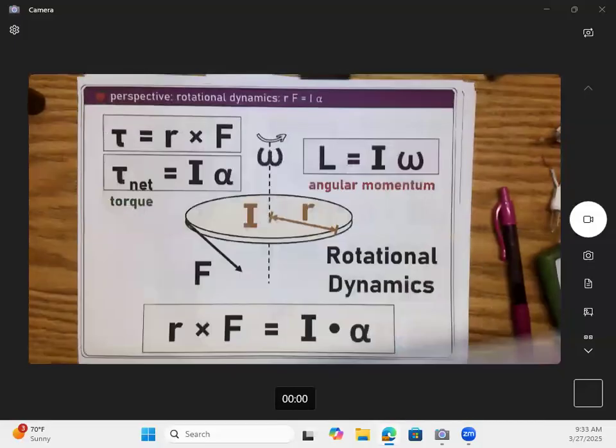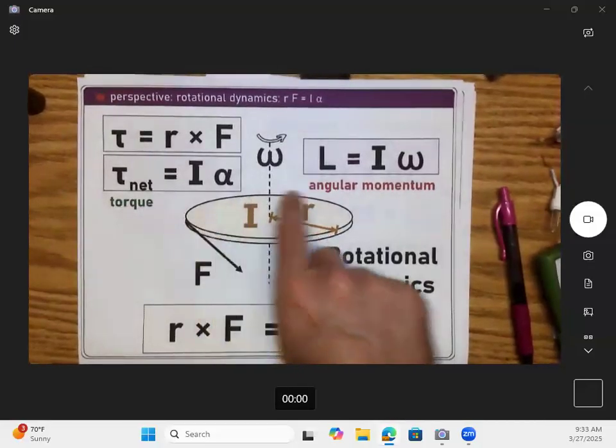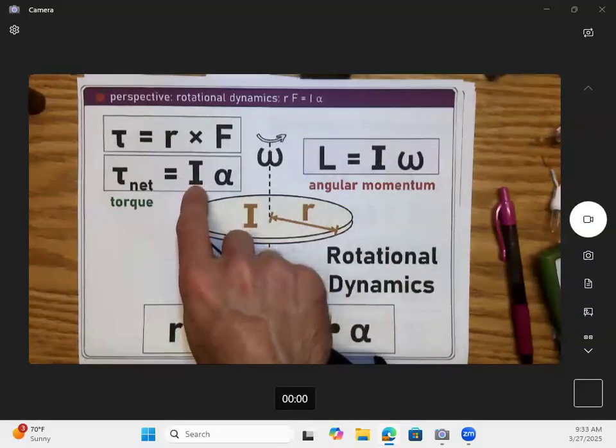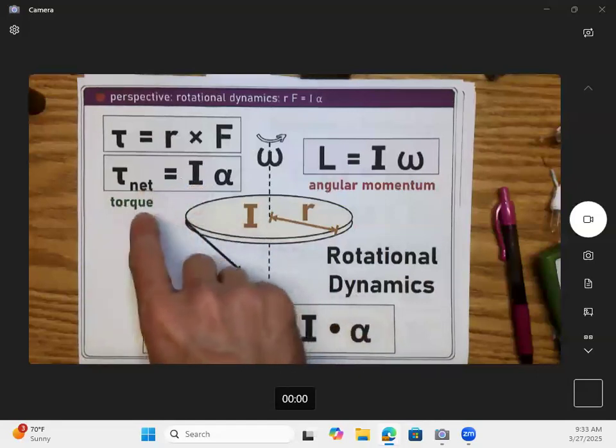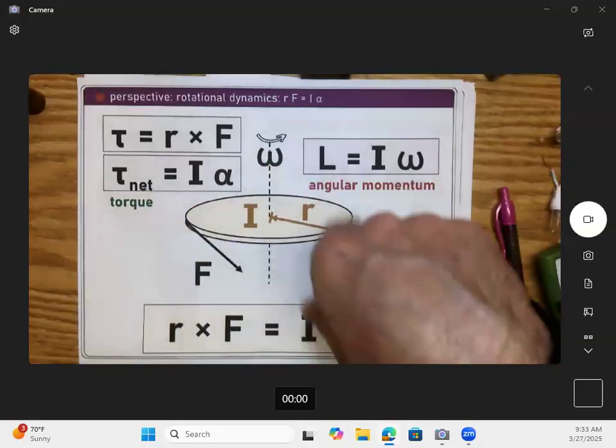Okay, here we are. So you could do 1/2 mr squared, and you could calculate the rotational inertia of the disk. Then, if you know the rotational inertia of the disk, 1/2 mr squared, and you know the torque to be R cross F, could you calculate that alpha right there? The angular acceleration of the disk?